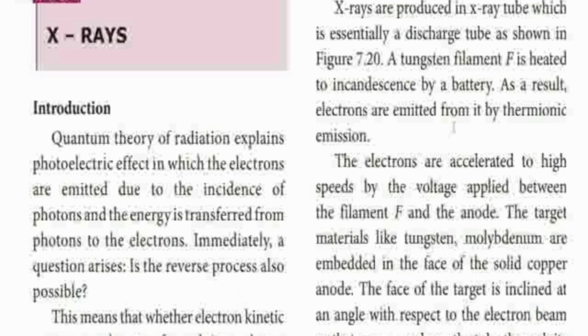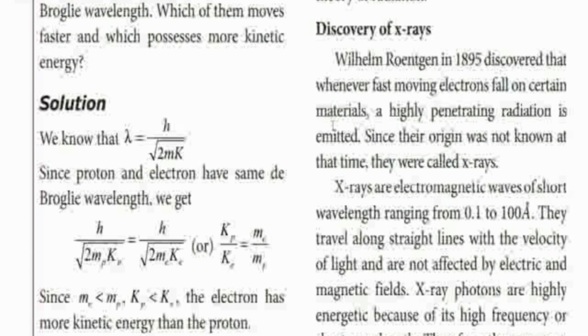Okay. In quantum theory, X-rays were discovered by William Röntgen in the year 1895. He conducted an experiment in the lab. When fast-moving electrons fall on metals of high atomic mass, highly penetrating rays are produced. At that time, Röntgen did not know the property of that ray, so he named it the X-ray. He didn't know about the characteristics of that ray. That's why he named it X-ray.